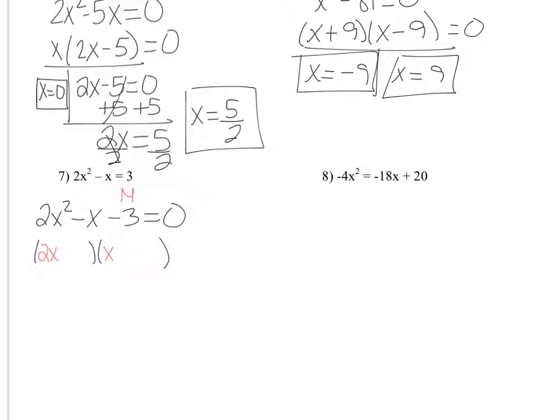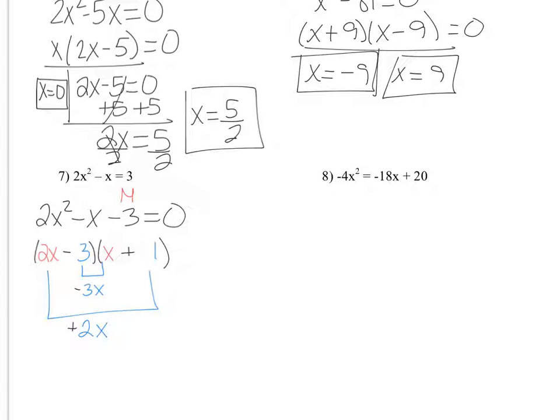So let's erase this and try a different pair. So how about I put 3 here and 1 here? So I do my inners and I get 3x, and I do my outers and I get 2x. So is there any way that I'm going to get 3x and 2x to add to this negative 1? Well, you should be telling me that this negative 3, the 3 needs to be negative and the 2 needs to be positive. So negative 3, positive 2. Okay, so these are your two solutions.